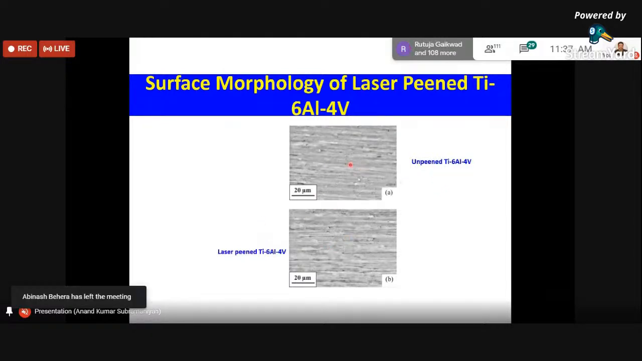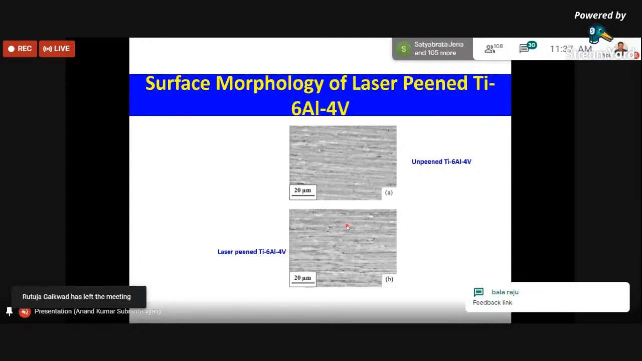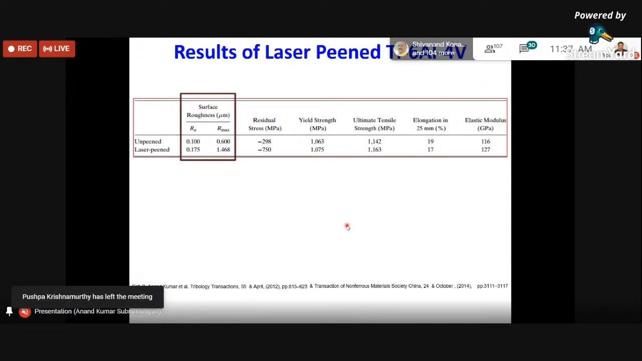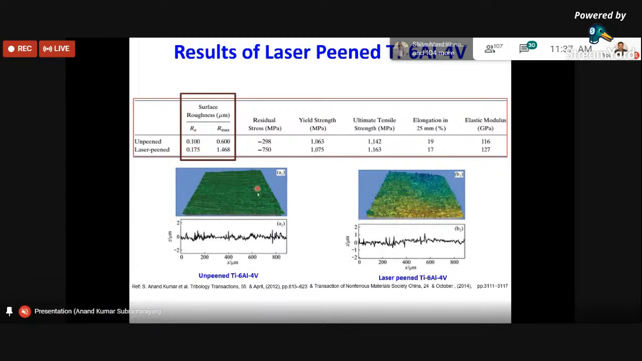And quick results: we can see that for surface morphology of unpeened titanium alloy and laser peened, there is not much significant increase in the surface roughness because it is a slightly different, non-contact method of inducing severe plastic deformation, unlike your SMAT and shot peening processes. And that's why the surface roughness is not really increased after laser peening. And if we look quickly from the surface roughness point of view, the 3D profile images also show that there is no appreciable increase in the surface roughness value of these samples after the peening condition.